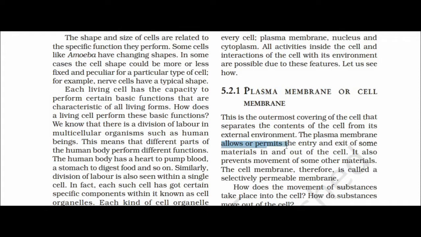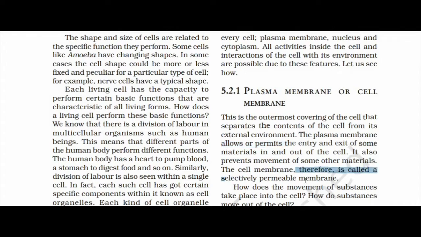So what is the plasma membrane? The function of the plasma membrane: it is a thin skin-like structure. It allows or permits the entry. It gives permission to the different materials to come or go out of the cell, to enter or exit from the cell. It also prevents movement of some other materials, like whatever is there in the cell cannot go out of the cell. It prevents, it protects. The cell membrane therefore is called a selectively permeable membrane.